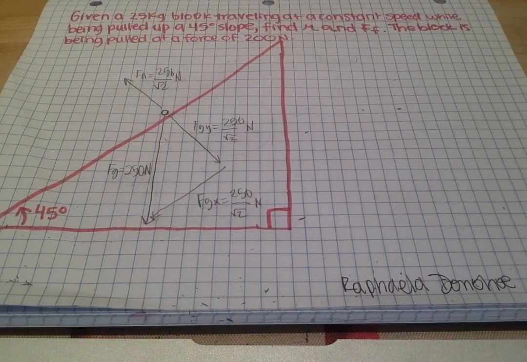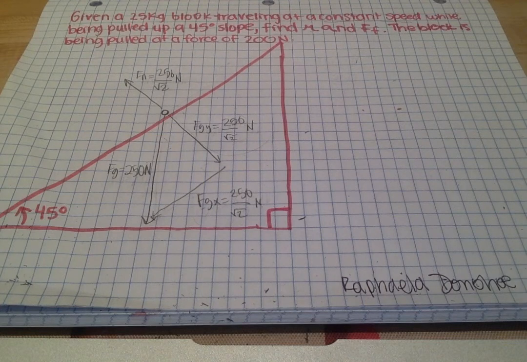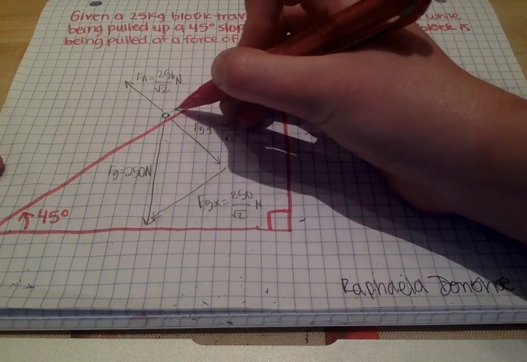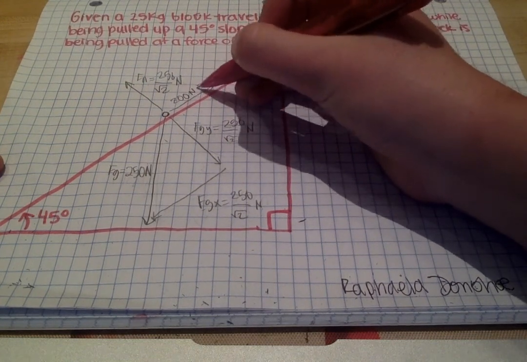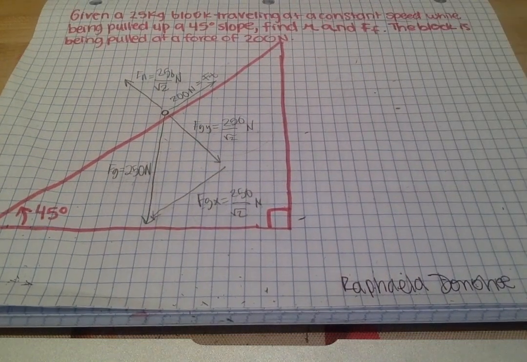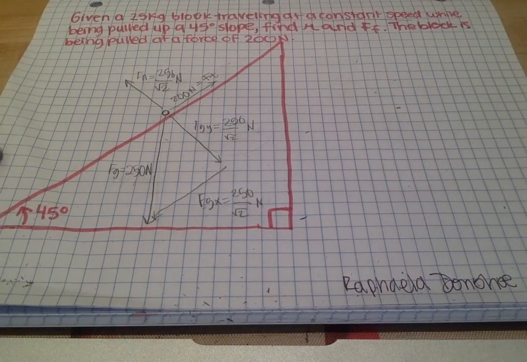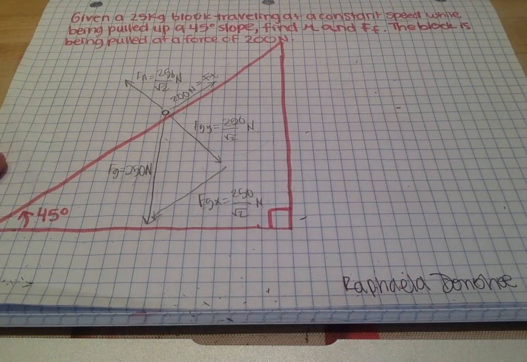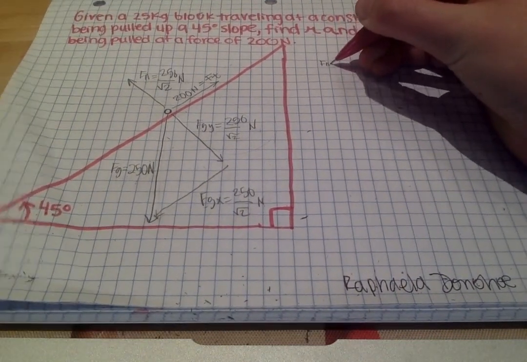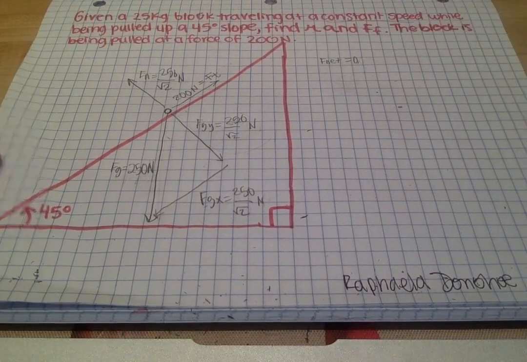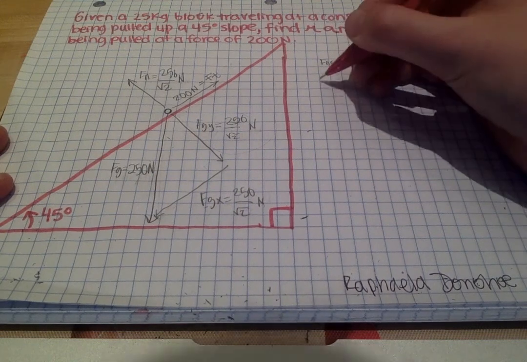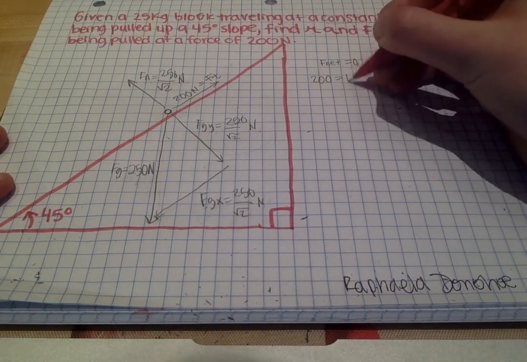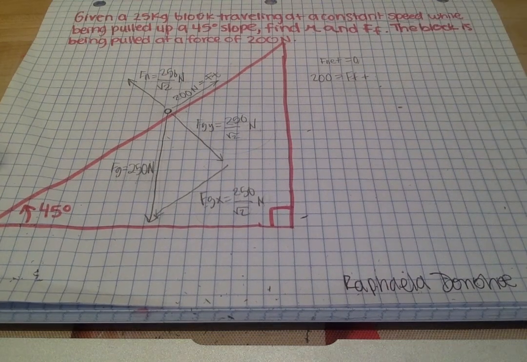So now we can get down to finding the coefficient of friction and the force of friction. We know that the force of tension that is pulling the block up is 200 newtons. And because the block is traveling at a constant speed, the net force must equal 0. So that means that any force that is opposing the force of tension must also equal 200. So we'll say that 200 must equal the force of friction plus any other forces that are opposing it.